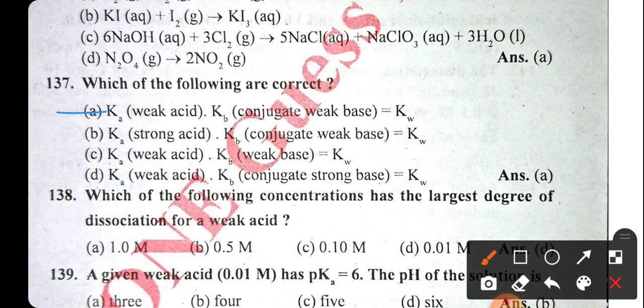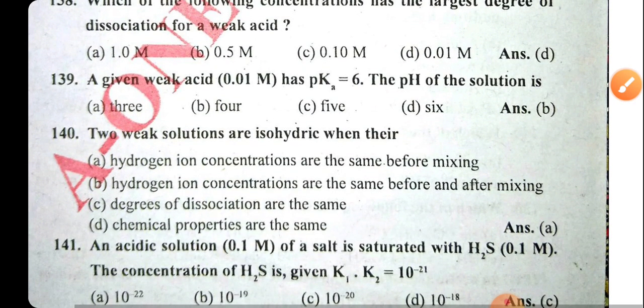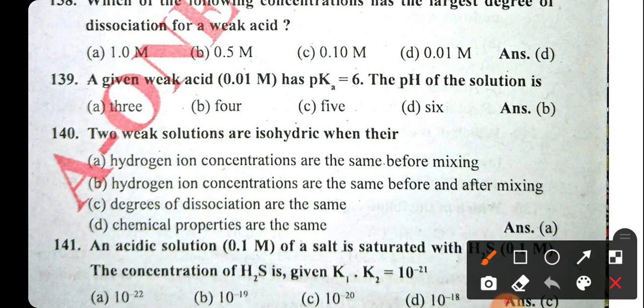Which of the following concentrations has the largest degree of dissociation for a weak acid? That is option number D, that is 0.01 M. Okay. Now the next question is a given weak acid, that is 0.01 M, has pKa equal to 6. The pH of the solution will be 4, exactly 4.